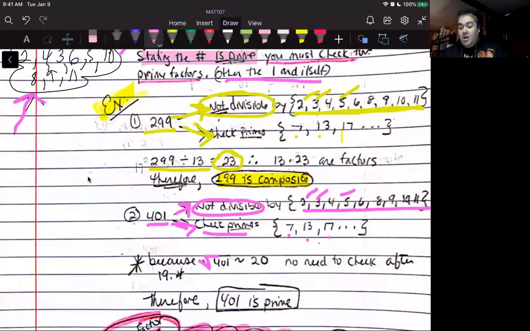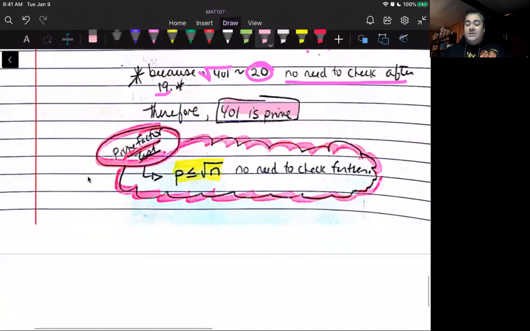The square root of 401, if you put that into your calculator, is approximately 20. It's like 19 point blah, blah, blah. So that tells you that you don't have to check any further than the prime number 19. And if up to the prime number 19, none of those prime factors check out, then you can confidently declare that 401 is prime. That shortcut is called the prime factor test. What you do is check prime numbers less than or equal to the square root of the number you're talking about.